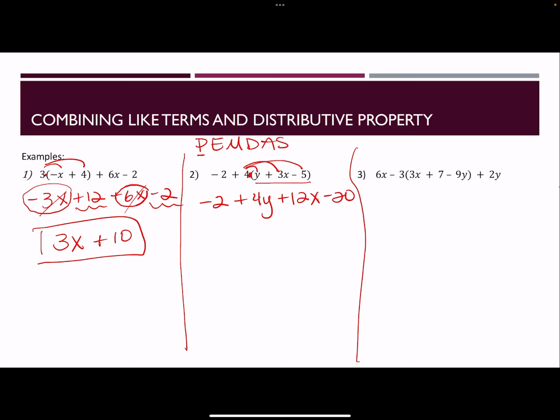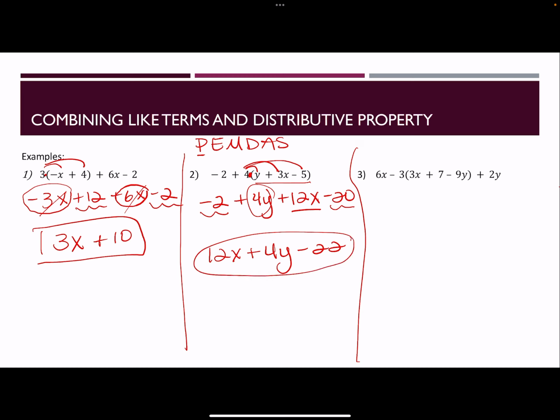Now my like terms, in this case, I really only have one x term. So I'm going alphabetical, one y term, and then I have my constant. So 12x plus 4y. Now I got to combine. The only things I have to combine here are my constants. So negative 2 minus 20, negative 22.